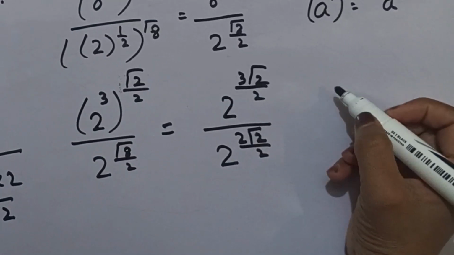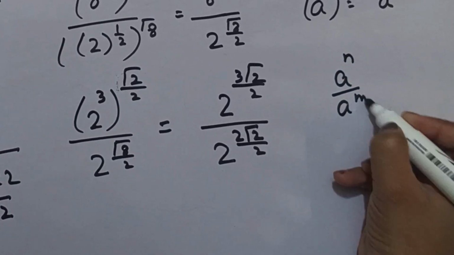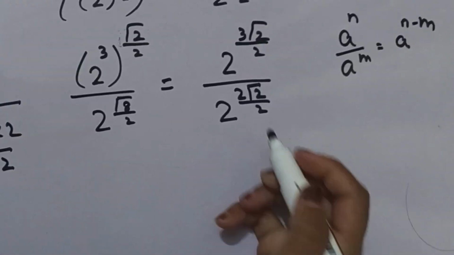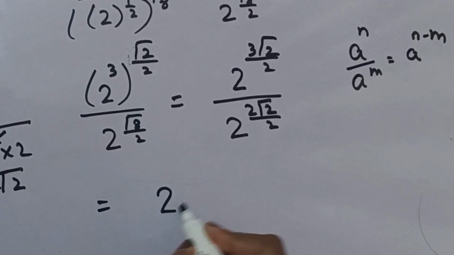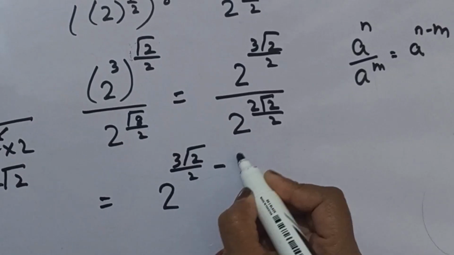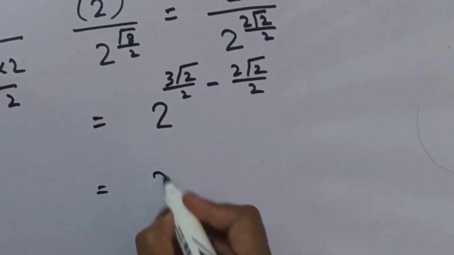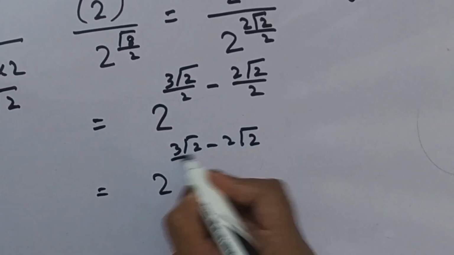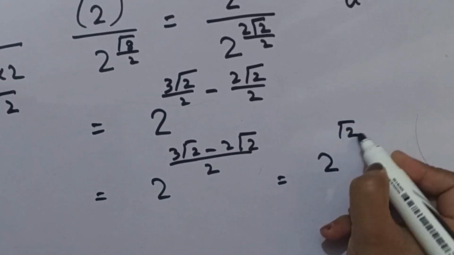In the next step we use this identity, which is a raised to the power n over a raised to the power m. We write this as a raised to the power n minus m. So in the next step we use this identity, so we have 2 raised to the power 3 times square root 2 over 2 minus 2 times square root 2 over 2. So we write this as 2 raised to the power 3 times square root 2 minus 2 times square root 2 over 2. And this is equal to 2 raised to the power square root 2 over 2.